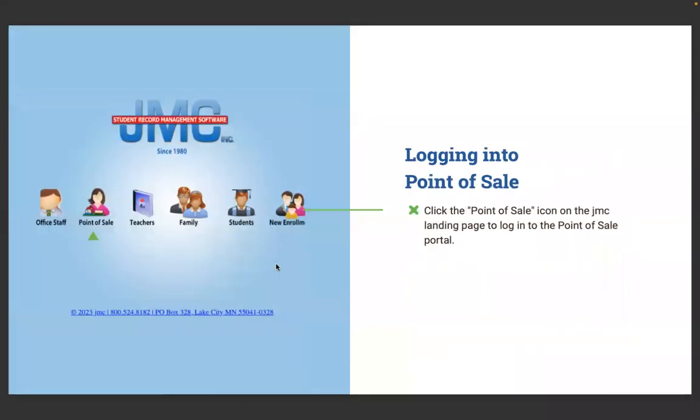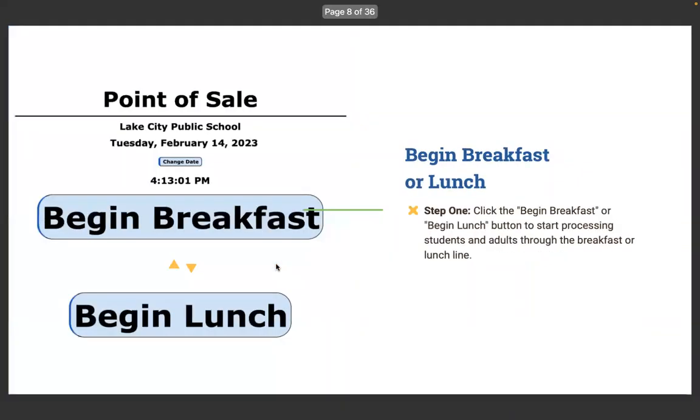All right, first, to come in, you'll click the point of sale icon on the JMC landing page to log into the point of sale portal. Step 1: click the begin breakfast or begin lunch button to start processing meals.